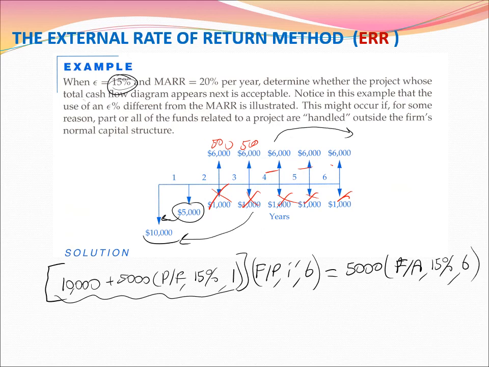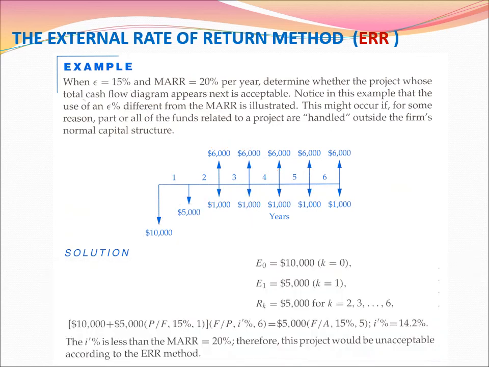Now from this one, the only unknown is this interest rate I prime. And if you just use 1 plus I prime to the power 6 as a formula here, you will be able to solve this interest rate. And when you solve this interest rate, we find the rate of return to be 14.2%.